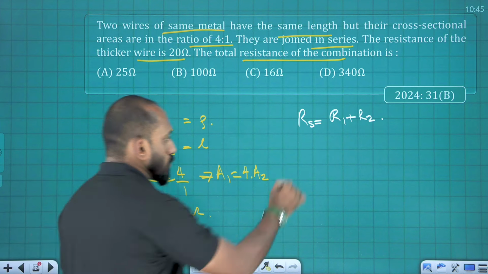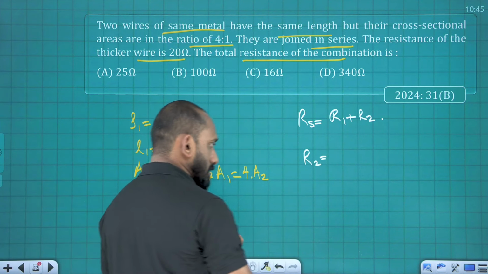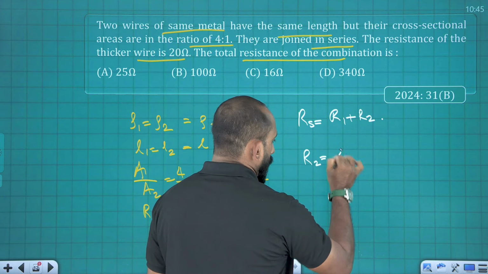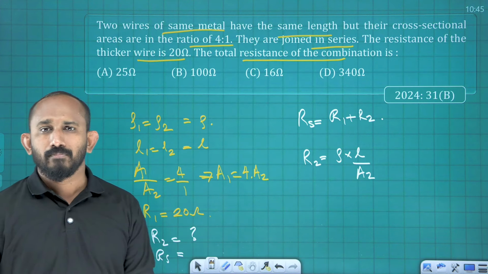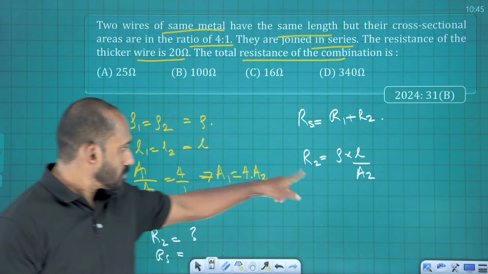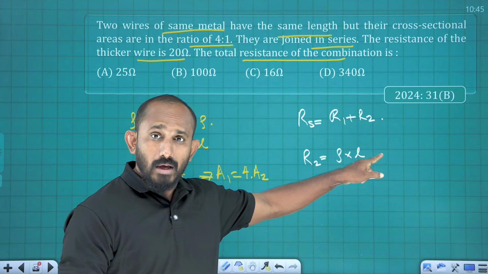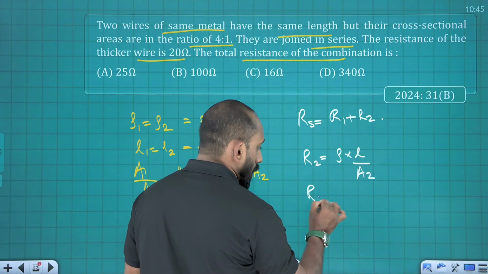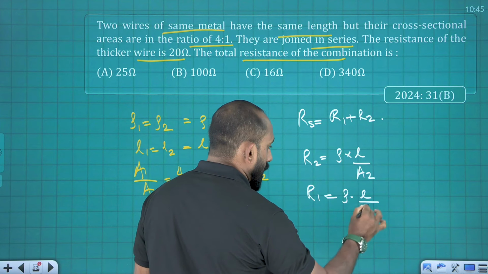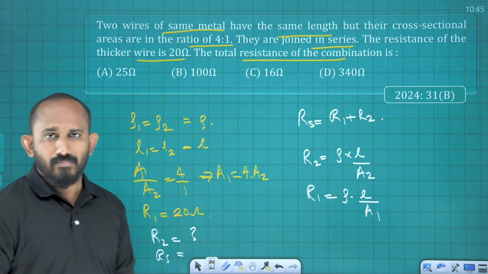So what is R2? R2 we can write as rho into L by A2. I am writing this because rho into L is the same and A2 is there. Now R1 is how much? R1 is equal to rho into L by A1 we can write.